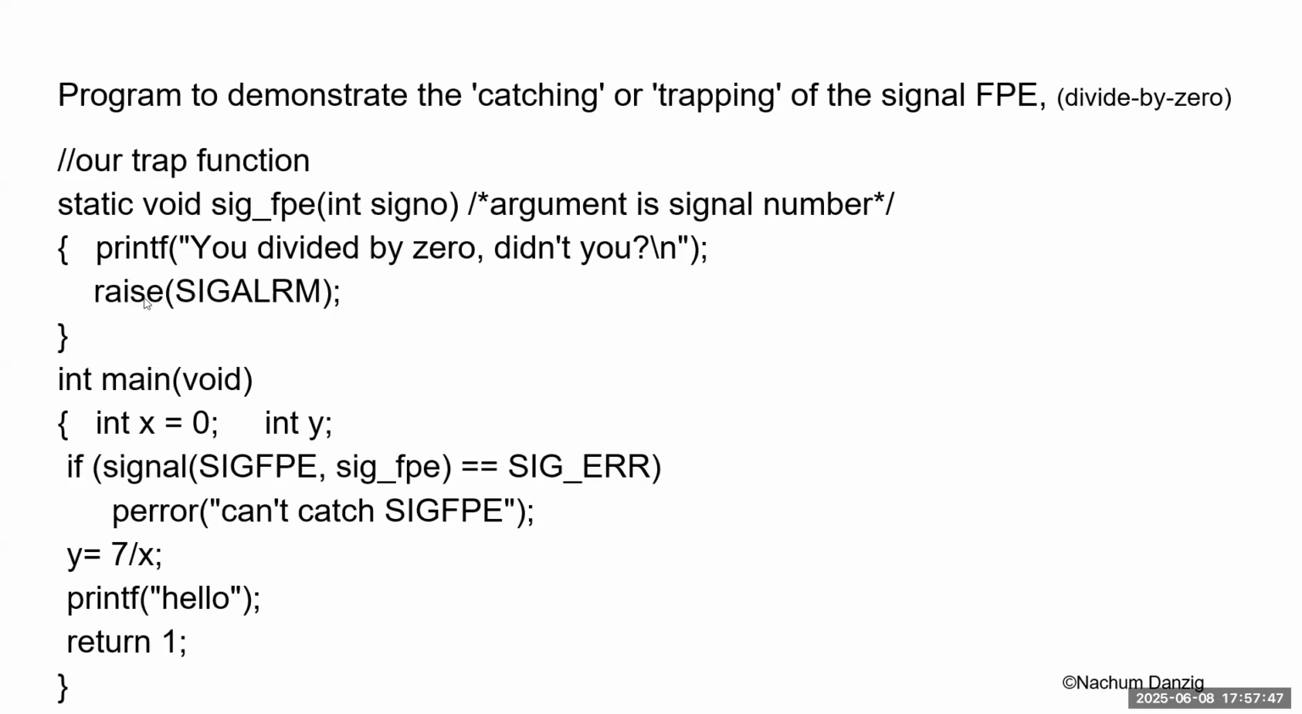And then it'll do this funny thing called raise SIGALRM, which means it'll send itself the alarm signal, which also kills it. So I actually killed myself here. First I printed you divided by 0, and then I died. So I snuck in a printout before I died instead of just dying.